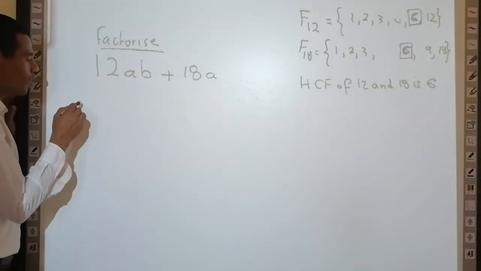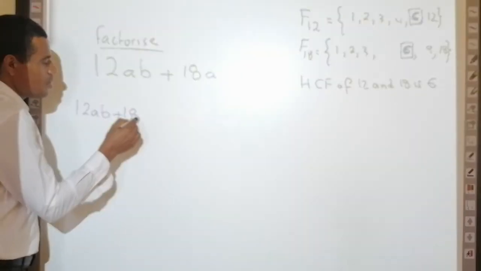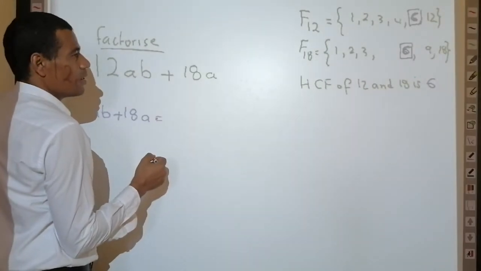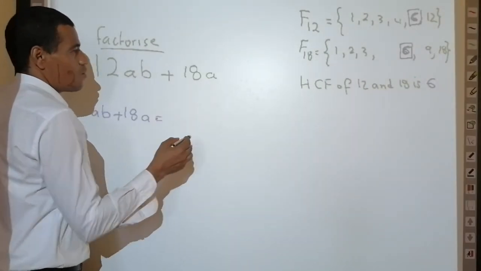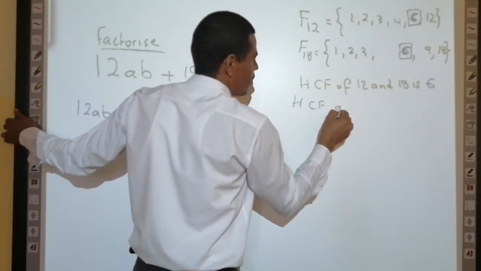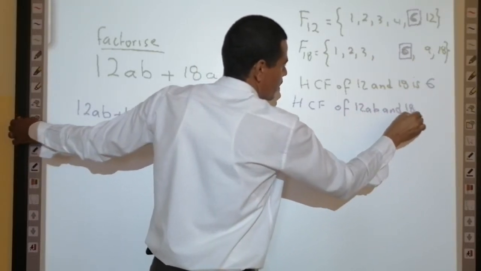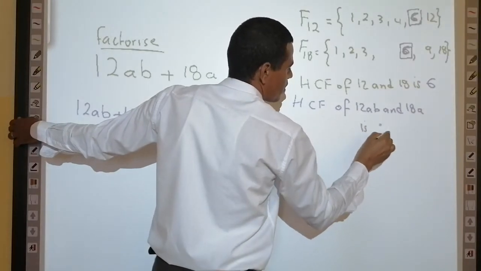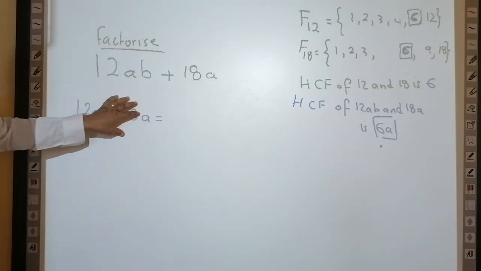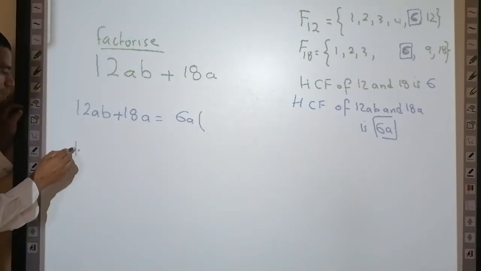Okay, look, 12ab plus 18a, we told this is 6. Therefore, the highest common factor of 12ab and 18a is 6a. So you should divide both terms by 6a. Okay, look here.